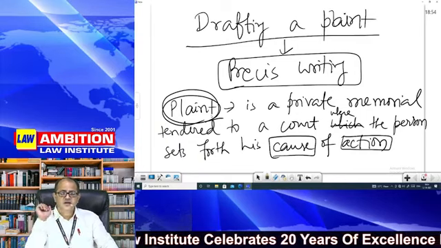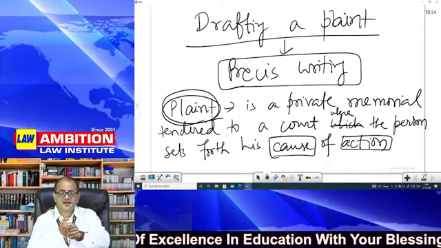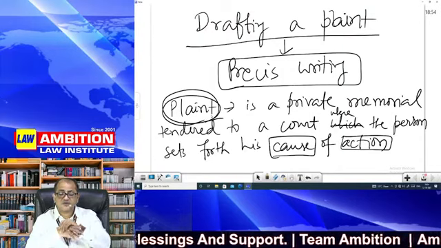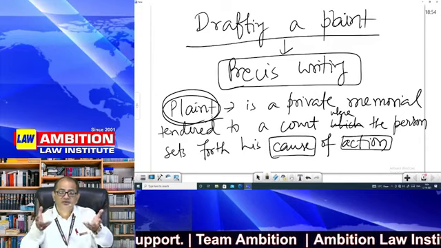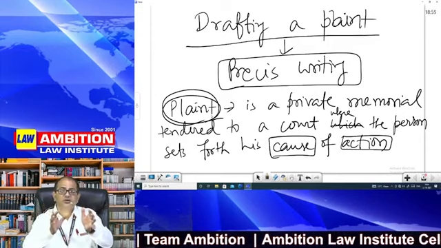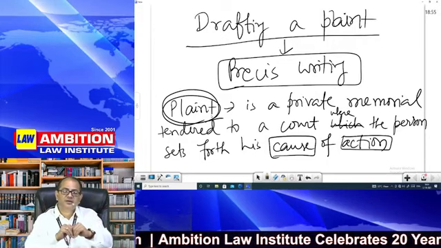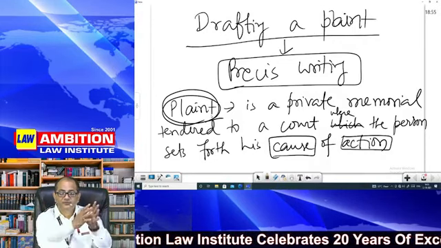So if you do not know this law of section 16C of the Specific Relief Act 1963, how will you prepare a plaint well? So I said plaint is a private memorial tendered to a court where the person sets forth his cause of action. Now just to explain the cause of action to the court, you are required to tell the court how this cause of action arises. And to tell the court how this cause of action arises, you are required to know the substantive law where the cause of action arose.